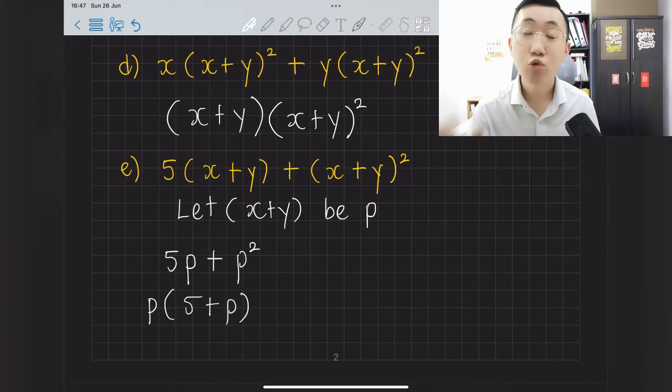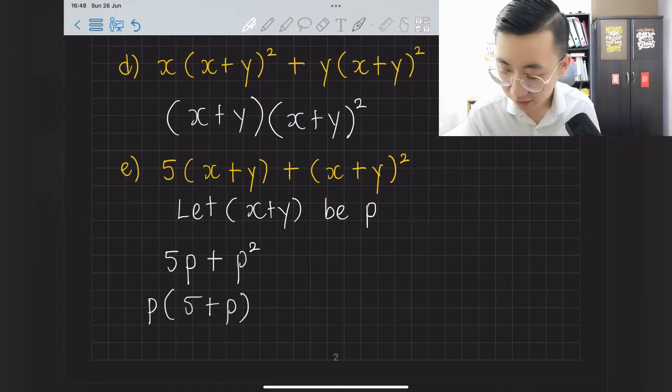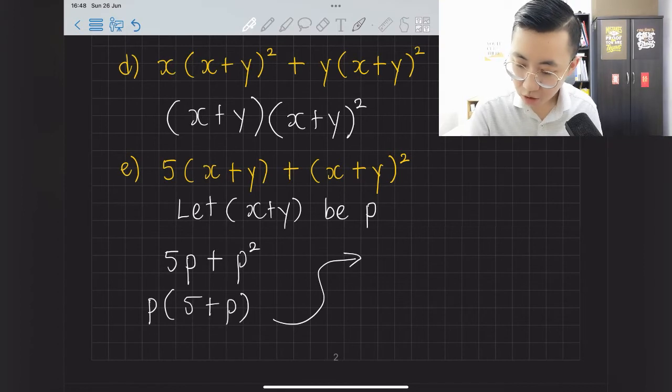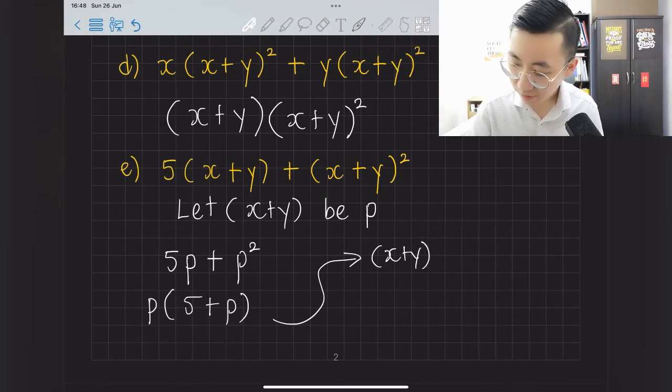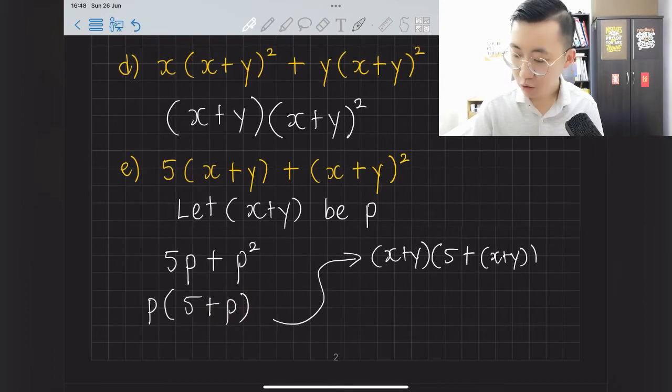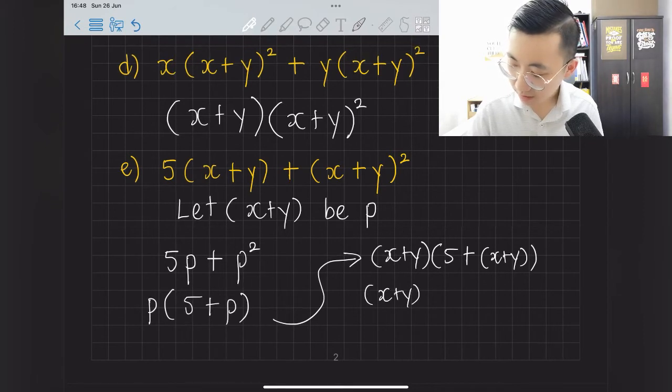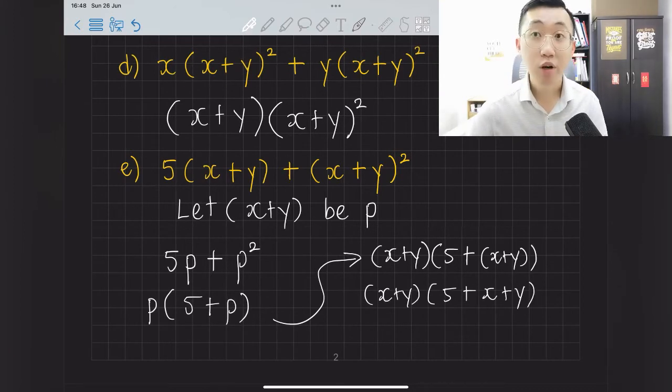Once you have already factorized, replace p with the original bracket. So you are going to replace back p with the x plus y. So let us start. X plus y, initially you borrowed, now need to give back. So bracket 5. So here we need to replace p with the bracket again. So you are going to copy plus, so replace back x plus y, and then close it. So you are going to tidy up a bit. So you're going to write as 5 plus x plus y like that. So that's how you do question E.